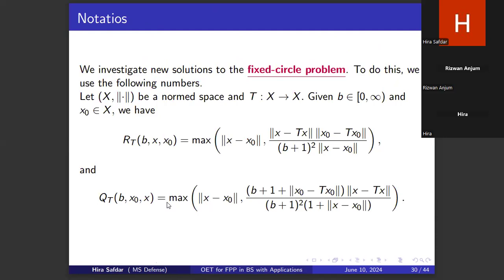We investigate a new solution to the fixed circle problem. To do this, we use the following two numbers in a normed space, for a mapping T from X to X. So we use these two numbers R_T,B(x, x0) and Q_T,B(x0, x).